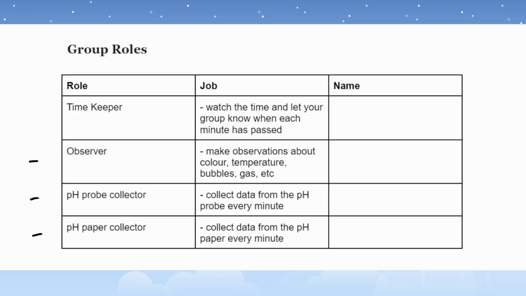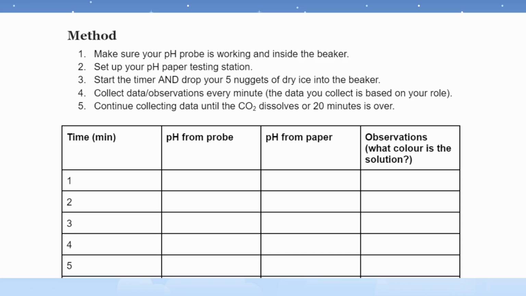So here is the methodology. I'm going to go over it with you quickly before we split up into our teams. When you get to your station, you're going to make sure that your pH probe is on and it's working, reading some sort of number. You're going to set up your pH paper testing station, get the pH strips ready to go, and make sure that you have enough pH papers.